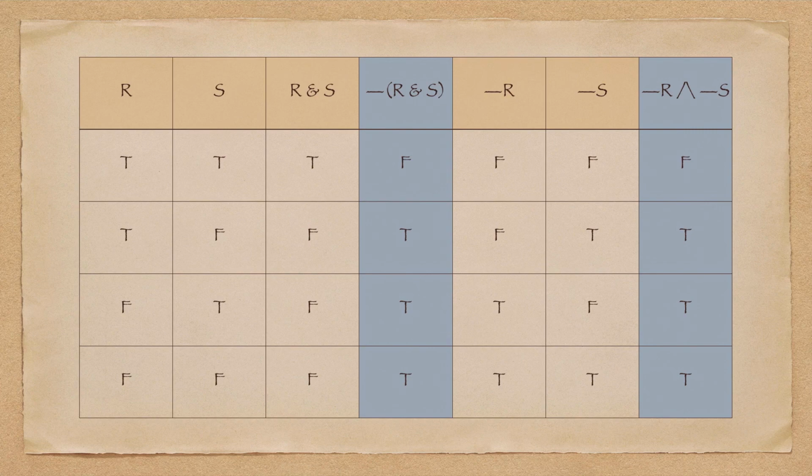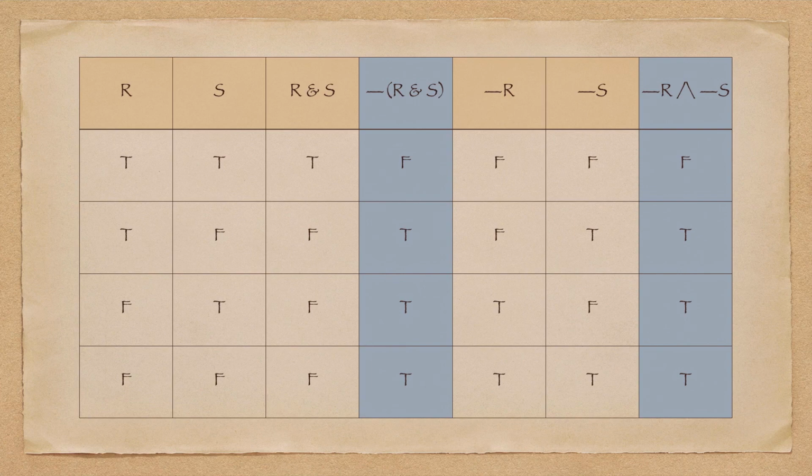For columns 5 and 6, we must supply the denied value for the R and S columns given earlier. Remember, a denied value is the opposite of the original. So where R is true, not R will be false. And where S is true, not S will be false. And that leaves us with our final column.